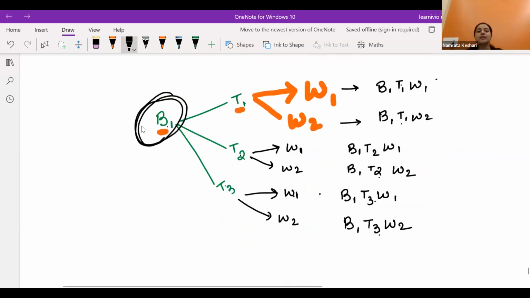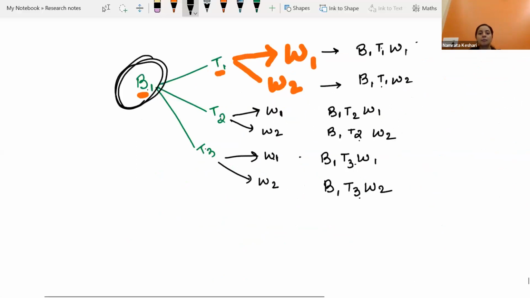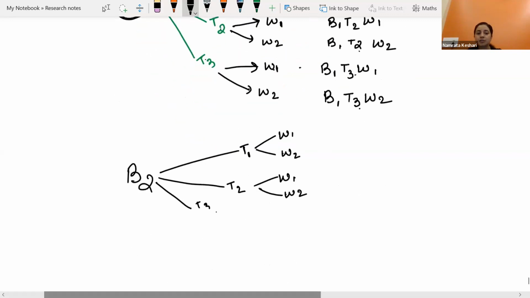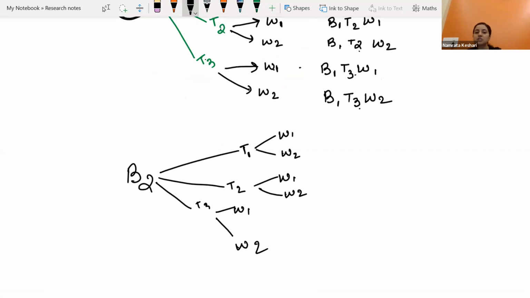So bag number 2 we have still not started. Bag number 2 now you have to take. If we take bag 2, then after that we have three possible cases for tiffin box number 1, tiffin box number 2, tiffin box number 3. Again here two branches will be there, water bottle number 1, water bottle number 2. Here also two branches. Here also the same. Here also we will get the same six scenarios, but in the place of bag 1, bag 2 will be there.